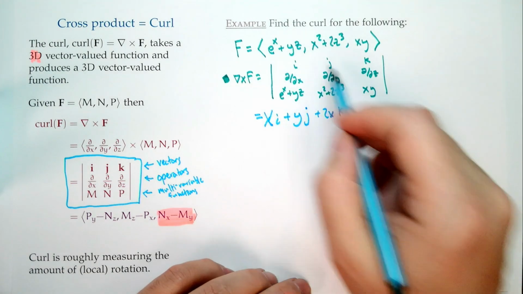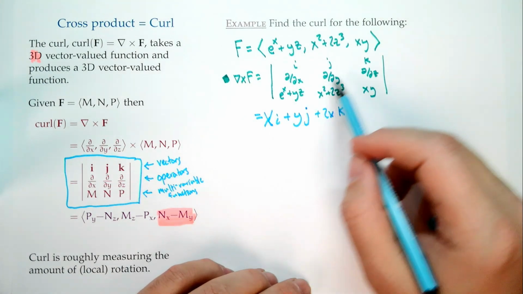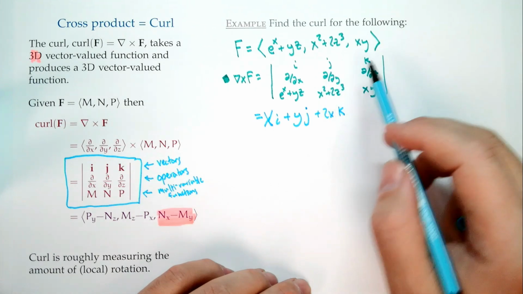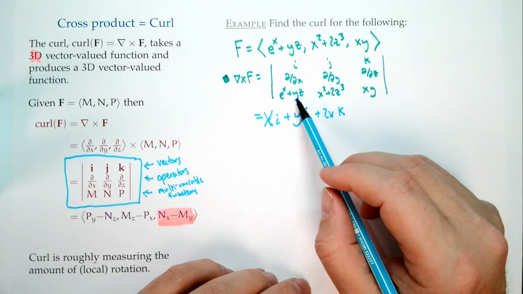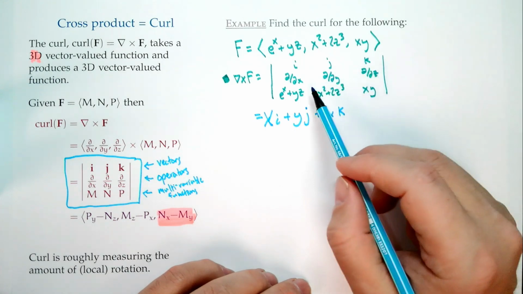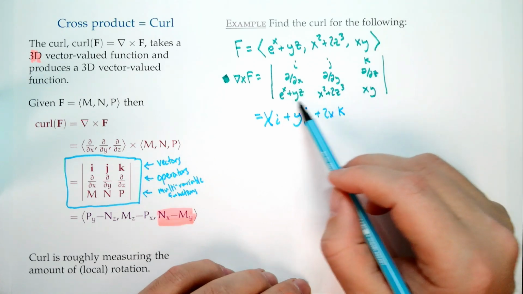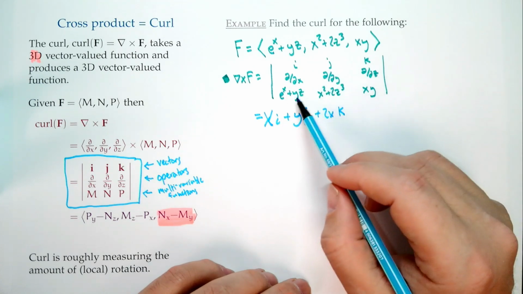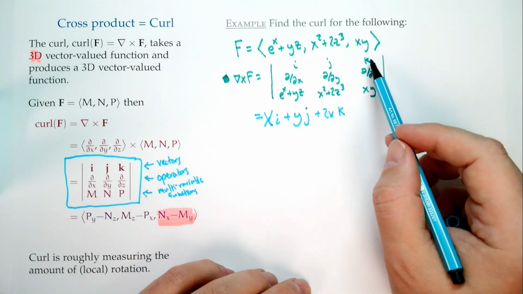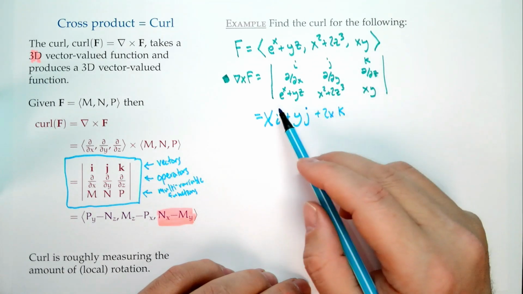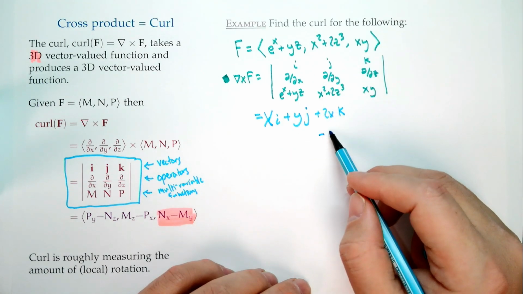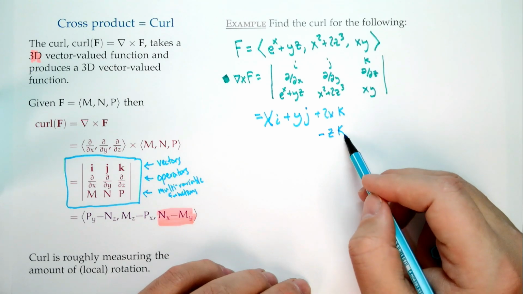Now that's going down. Let's go up. So here we have e to the x plus yz partial y k. If I take the derivative of e to the x plus yz with respect to y, we get z. And that's in the k direction. And finally, because we went up, it's subtracted. So subtract z times k.